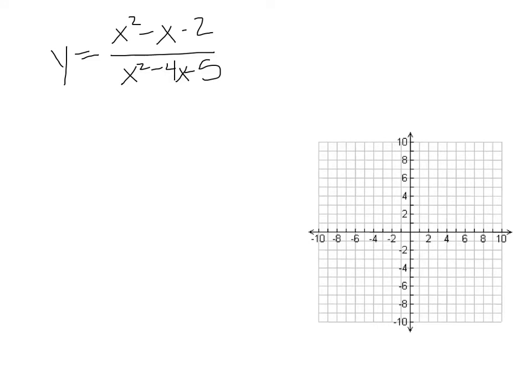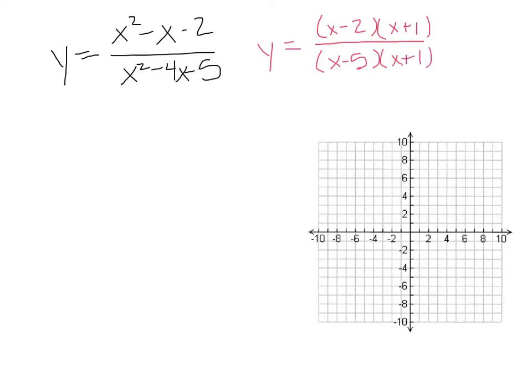So here's the one we're going to graph. I know it looks a little bit scary right now, but once we get it into factored form, we're going to be able to find all of those parts that we were looking for. So if we're going to factor this one, we're going to look at the top, the numerator. I'm going to think, okay, what multiplies to be negative 2 and adds to be negative 1? In this case, it's going to be x minus 2 and x plus 1. Now we look at the denominator and we go, okay, what multiplies to be negative 5 and adds to be negative 4? Well, that is going to be x minus 5 and x plus 1.